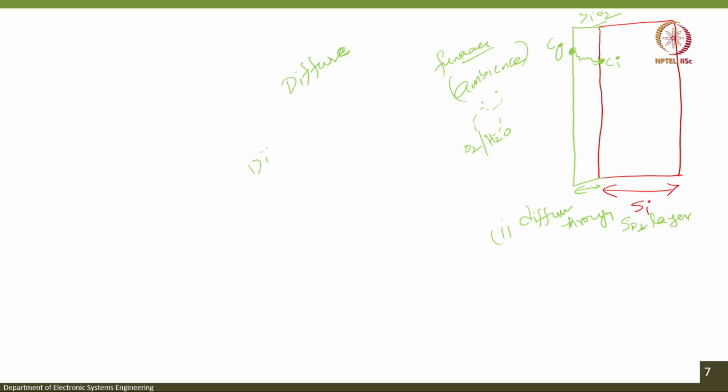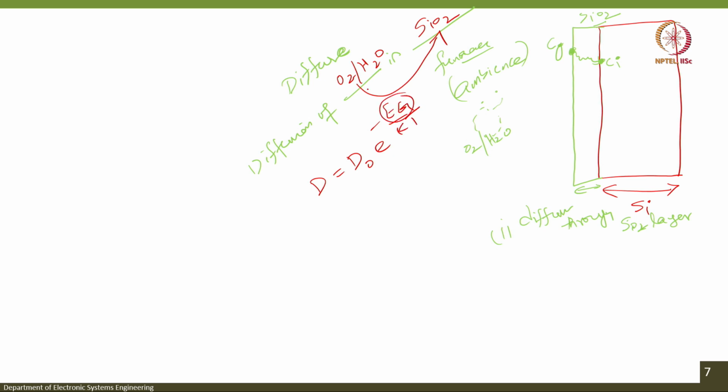When somebody says diffuse, one has to ask the question, diffusion of what in what? Here in this case, what is diffusing is oxygen or water molecules in silicon dioxide. So, one has to look at the data sheet: what is the diffusion of oxygen in silicon dioxide with respect to time? If I write the diffusion constant, D is D naught e power minus Eg by kT. This Eg might be different for oxygen and water, so the diffusions are different.